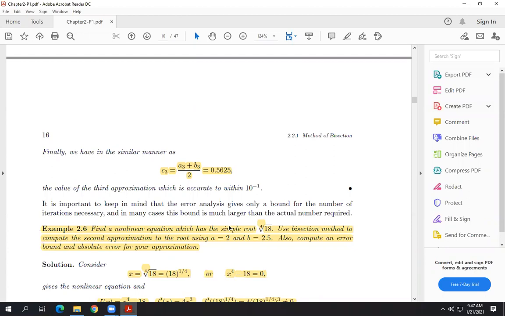But in this example, you are given only alpha. You are not given the interval. You are not given the function. But when alpha is given, you can easily find the interval. You can easily find f of x. That I will discuss, inshallah, next time in example number 2.6. Then we finish the first numerical method for the simple root.